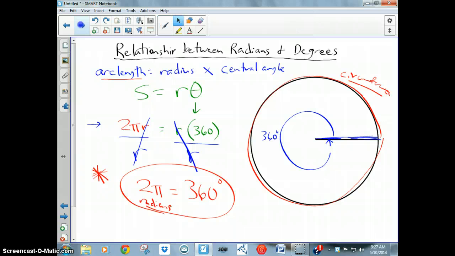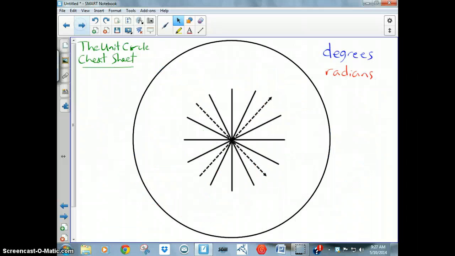Now, let's use that information to make one of our cheat sheets. Hopefully you printed the big blank circle off Edmodo or off of online, or you got a copy from me. We're going to make a cheat sheet for radians and degrees. Now, this circle looks very similar to the circle we made in the prior video. All the important degrees are going to be on this circle. I'm going to color code this.